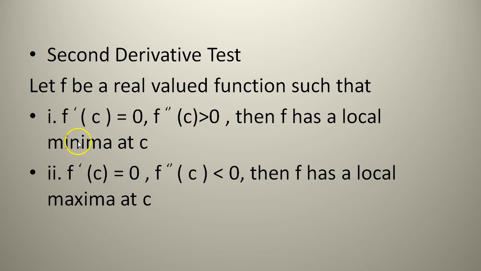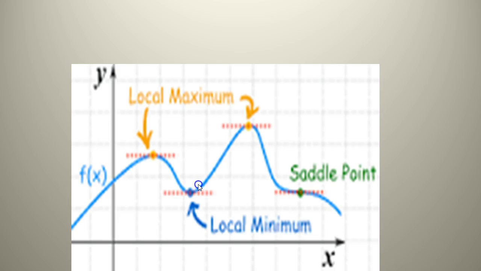I repeat, for second derivative test, the first order derivative of F at C has to be equal to 0 in both cases. If the second order derivative of F at C is greater than 0, then F has a local minima at C. And if the second order derivative of F at C is less than 0, then F has a local maxima at C.